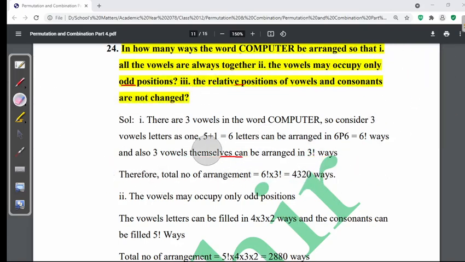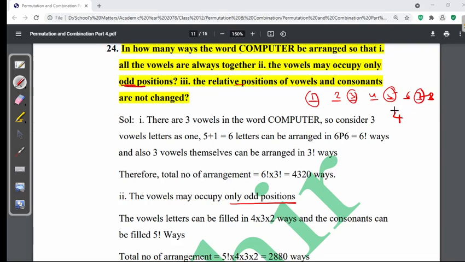Let me highlight. The second part is the vowels may occupy only odd positions. The vowels may occupy only odd positions. There are three vowels and 8 positions: 1, 2, 3, 4, 5, 6, 7, 8. Out of 8 seats, how many are odd seats? 1 seat, 2 seats, 3 seats, and 4 seats. The vowels must occupy odd positions, out of 4 seats.